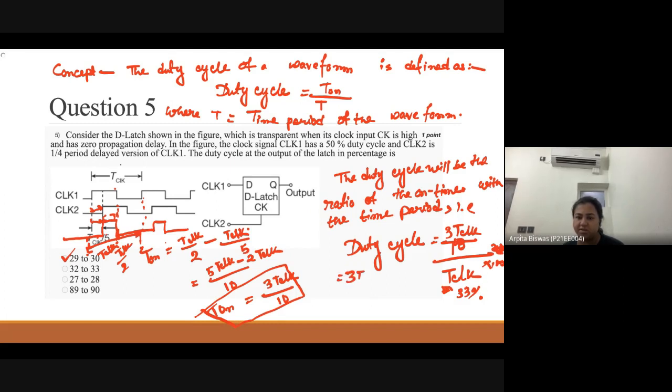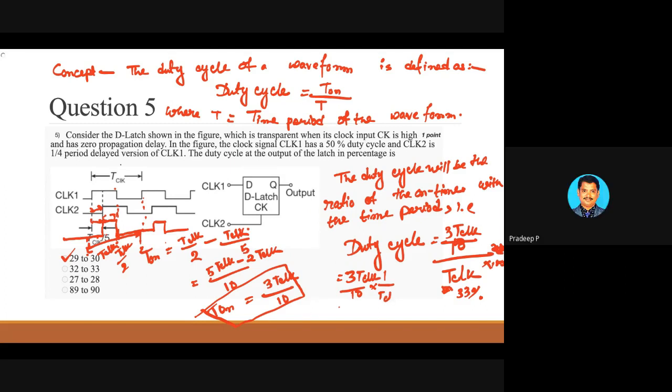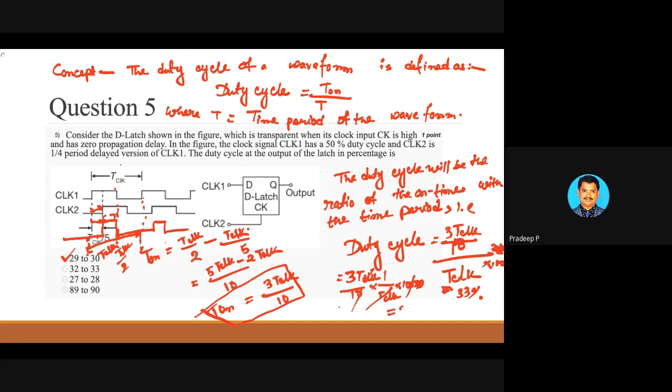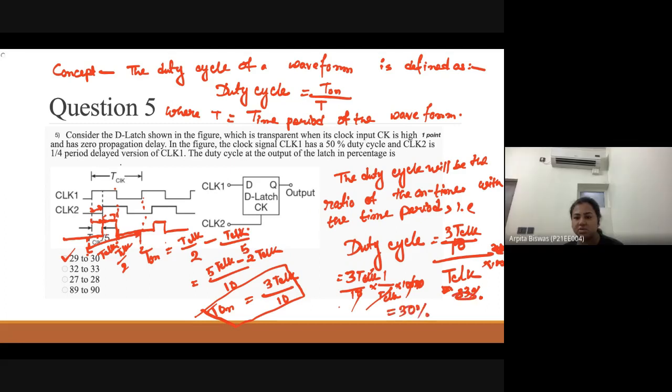Just simplify it. T clock by 10 by T clock, so you can write down 1 by 10, into 100. Sorry, this is 100, so the zeros cancel out. Then 3 into 10, so 30. Correct, madam. This is not 33, this is 30. So the right answer is 29 to 30%.